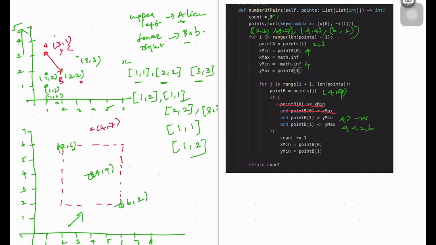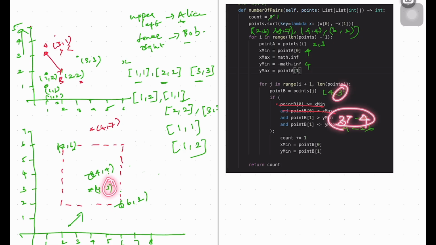Here, if you have another point, which is 4 comma 3, let's assume here. Okay, now 4 comma 3 comes. Now our y min got updated. So point b of 1 is what? 4 comma 3. 3 is greater than 4.